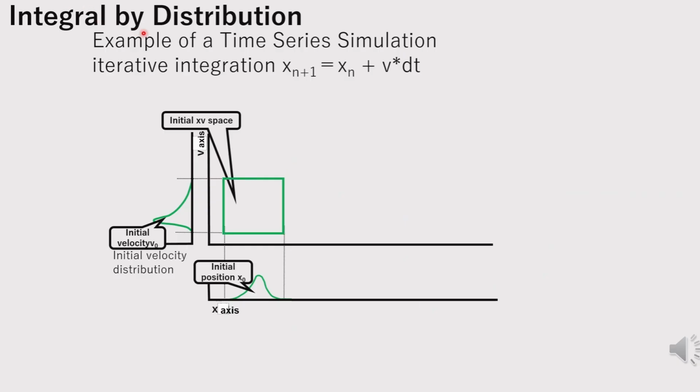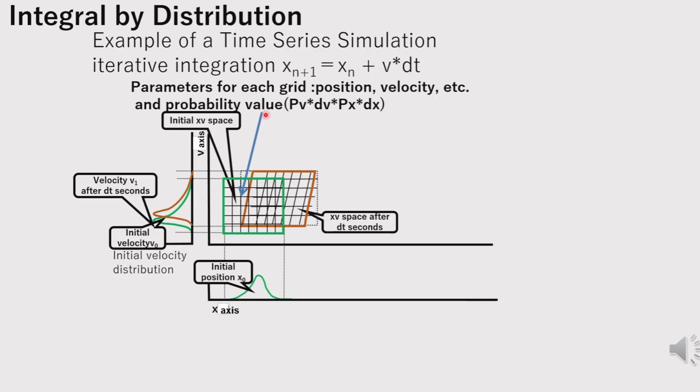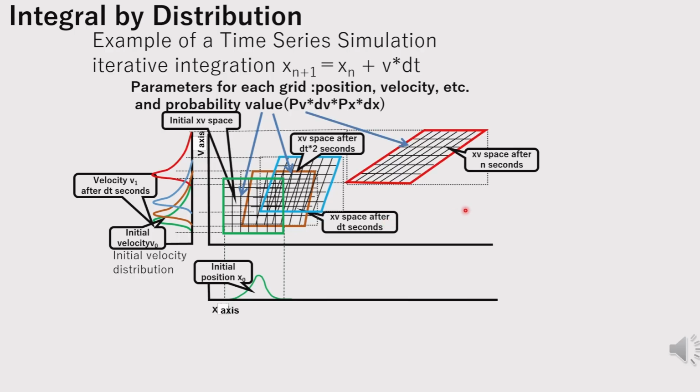Next, to demonstrate how time series simulation can be achieved, I will explain the method using sequential distribution integration as an example. We begin with the initial velocity distribution v0 and the initial position distribution x0. We then divide the xy space into fine grids, assigning each grid a position value, a velocity value, and a probability. These grids are updated step by step over time. After delta t seconds, the position spreads into a diamond-shaped region. After another delta t seconds, the region spreads further, and after n seconds, it evolves into the shape shown here.